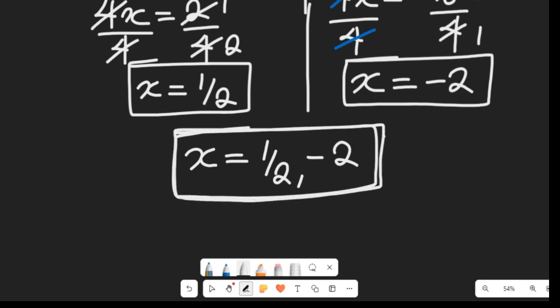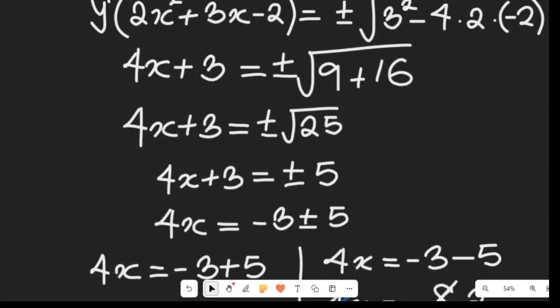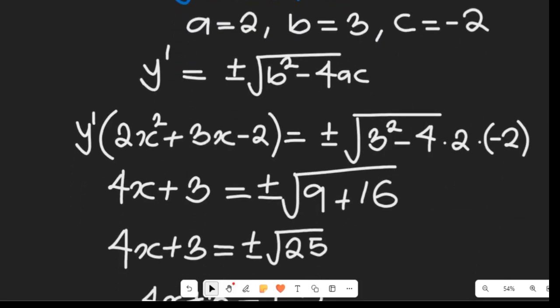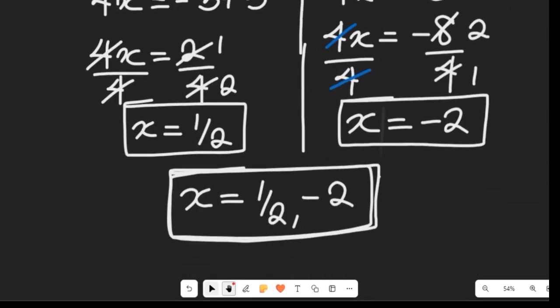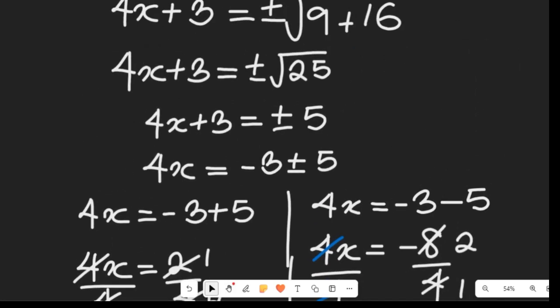So if you use the quadratic formula, factorization, or completing the square to solve this, you find out that you're definitely going to get the same solution. So this method is fast, easier, and very good. And this is what we call the new formula for solving quadratic equations.